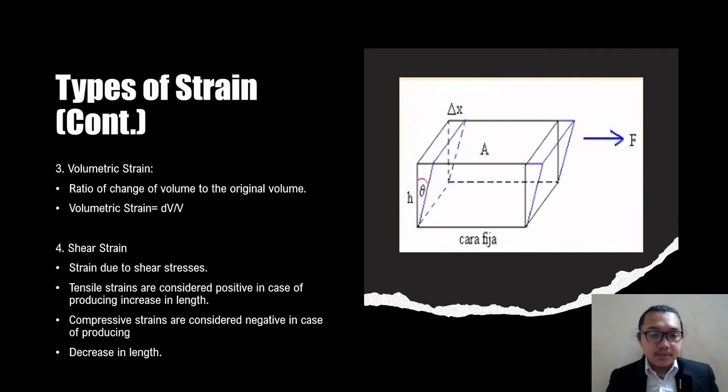Tensile strains are considered positive in case of producing an increase in length. Compressive strains are considered negative in case of producing a decrease in length.